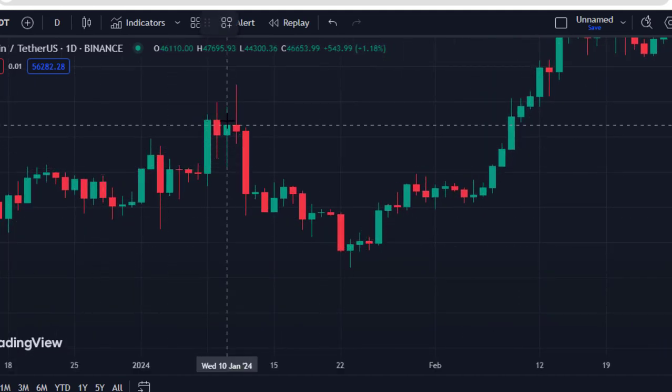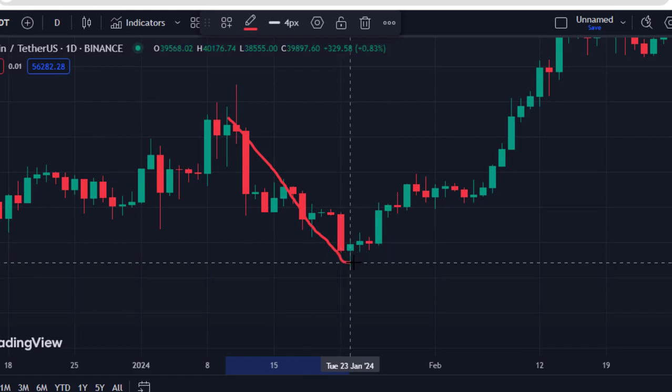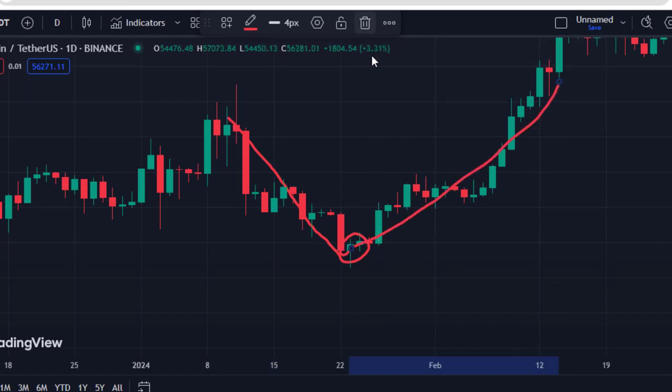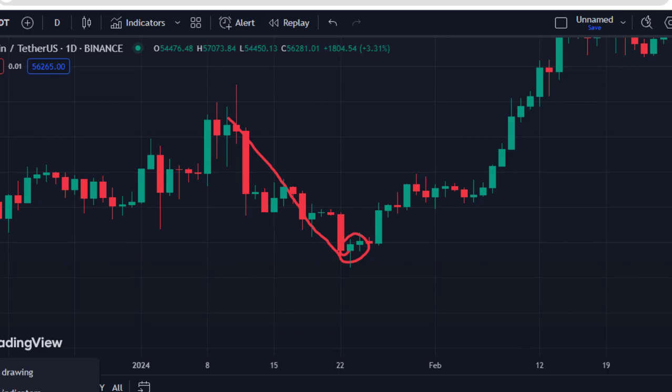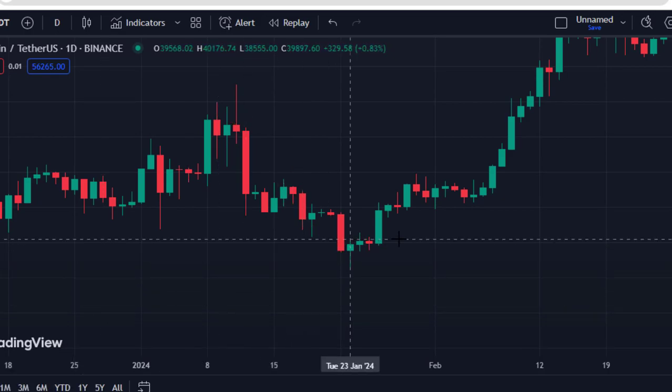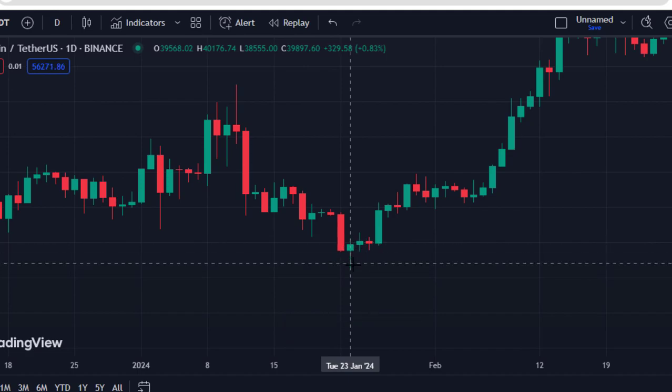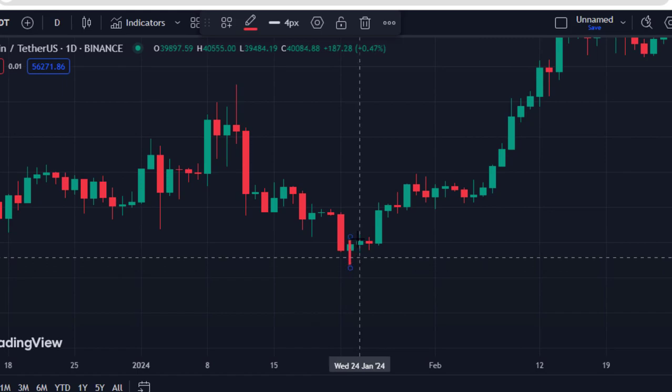The market dropped down for a retracement, and then we see a hammer formation at this point, and afterward the market begins to move upward after that hammer formation. So a hammer is a very important candlestick you need to pay attention to at support in an uptrend for the market to move to the upside. This candle right here is a hammer.